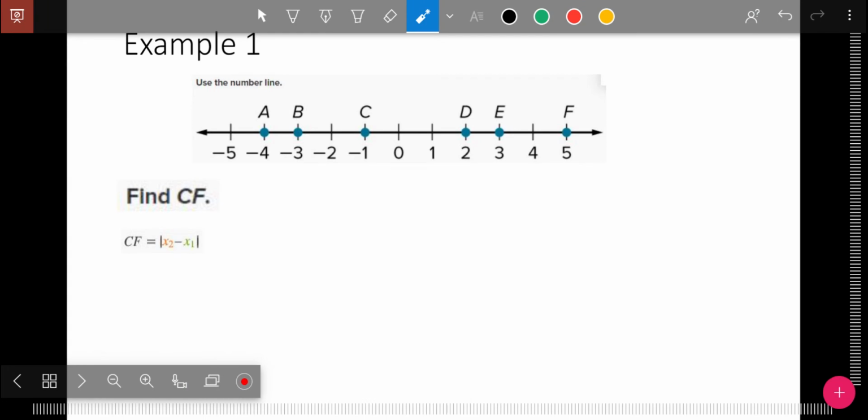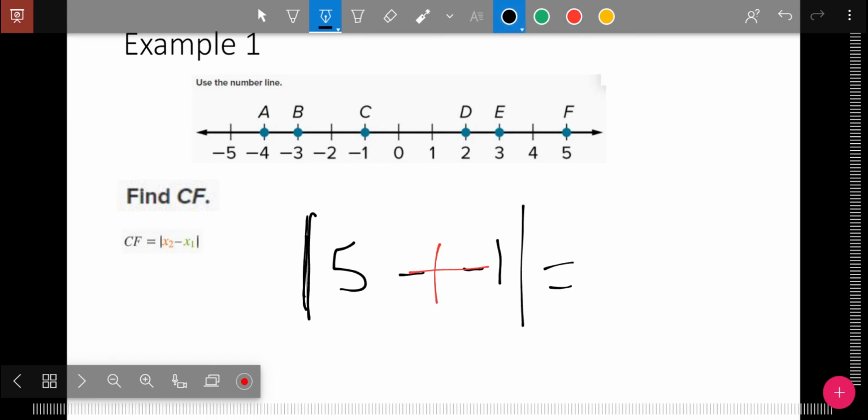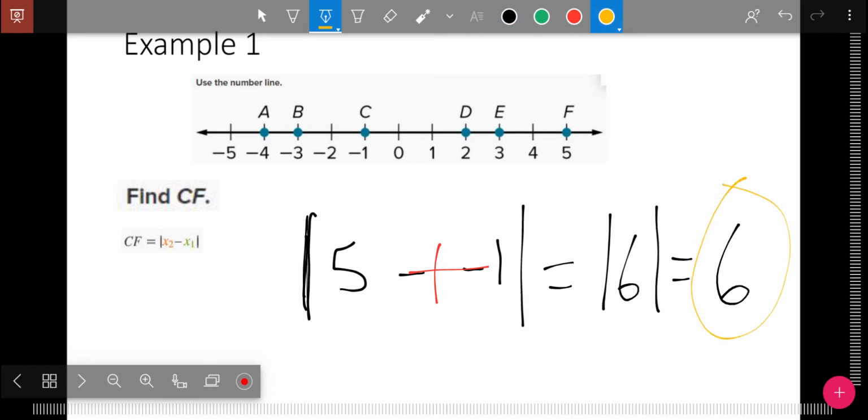Let's look at an example of what I mean. All right, CF. C is right here at -1. F is right here at 5. So if I want to find CF, I'm going to go 5 minus -1. Again, it's absolute value. Minus a negative again becomes plus. And so 5 plus 1 is 6. The absolute value of 6 is just 6. And so that is my answer here. It is 6 units long from -1 all the way out to +5. 1, 2, 3, 4, 5, 6.